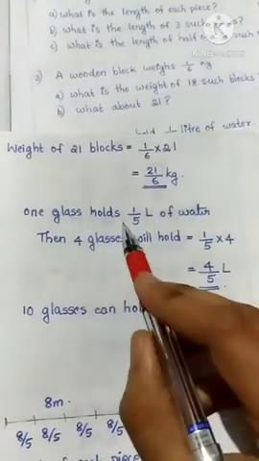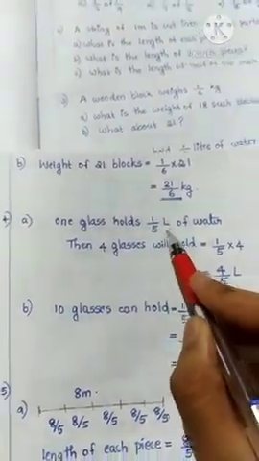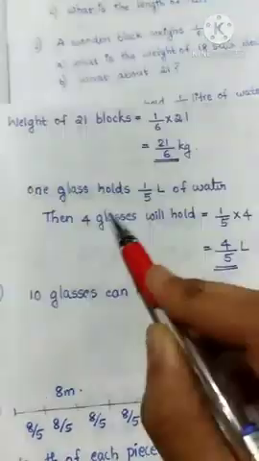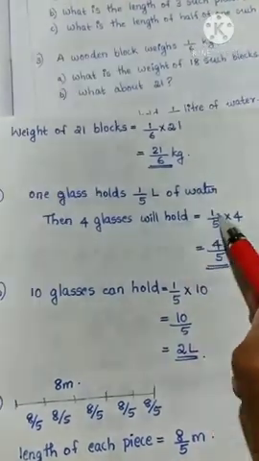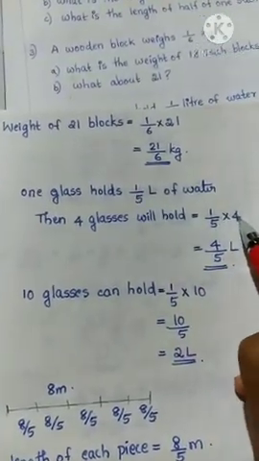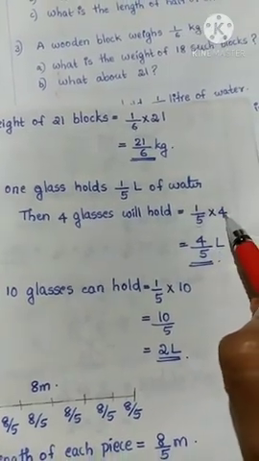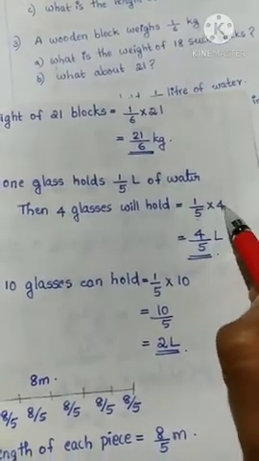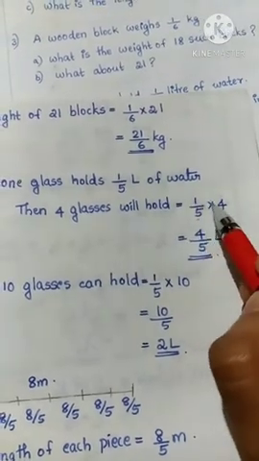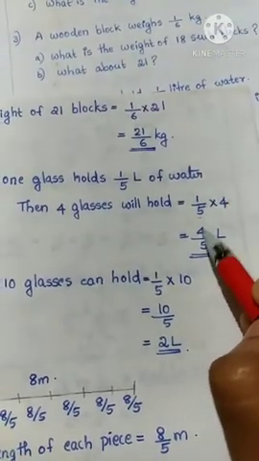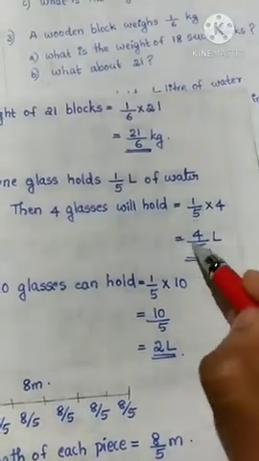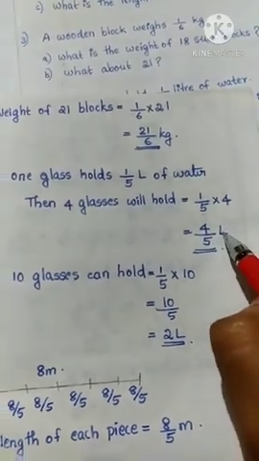So one glass holds how many liters? 1 by 5 liters of water. Then 4 glasses will hold 1 by 5 into 4. One glass can hold 1 by 5 liters. Then 4 glasses can hold 1 by 5 into 4. So that is 1 into 4, 4 divided by 5. That is 4 by 5 liters.